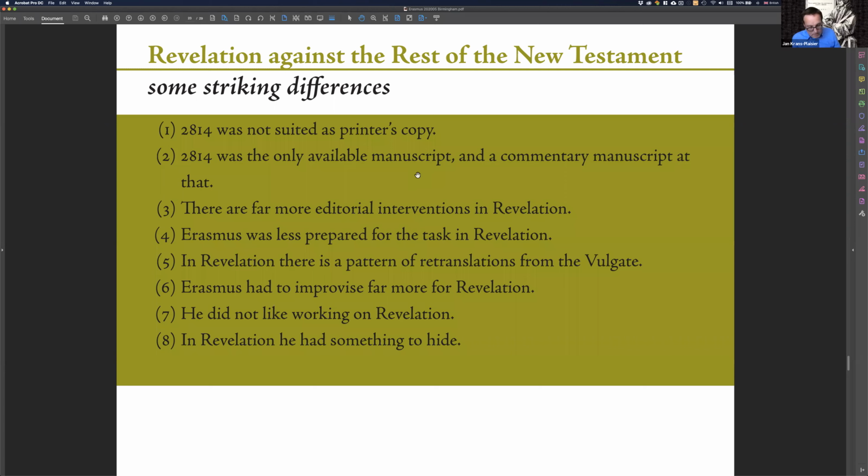And finally, only in the case of Revelation, he really had something to hide. Full exposure of what he had done to its Greek text would have invalidated the text-critical foundation of his work and endangered his entire New Testament project.